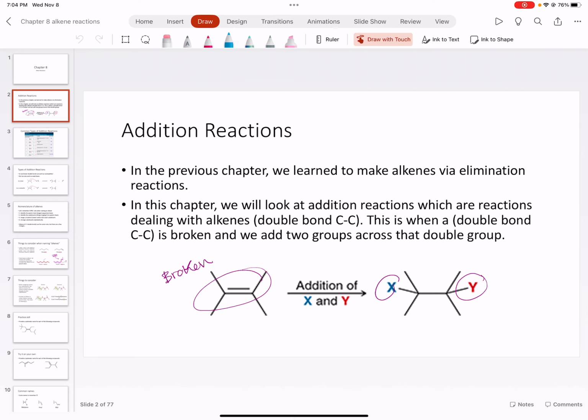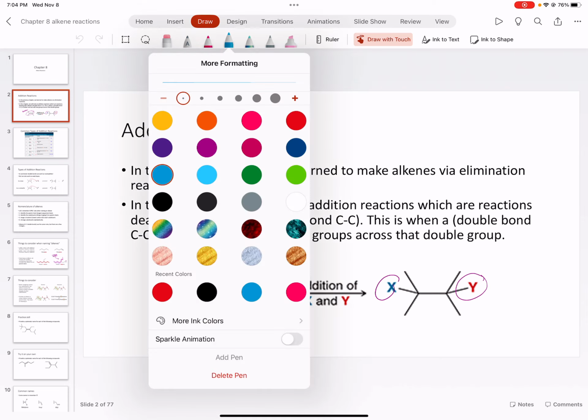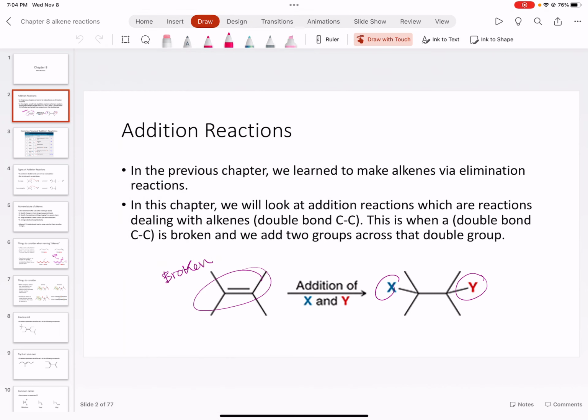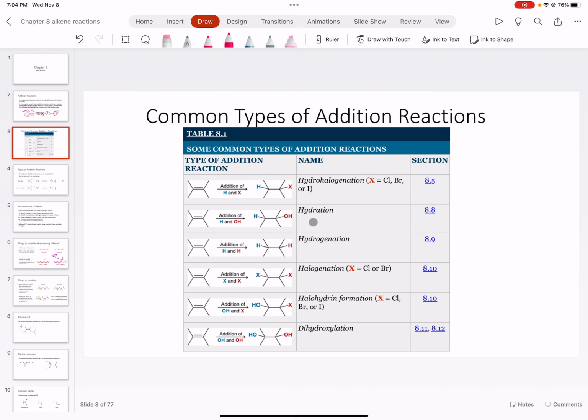This is when a double carbon-carbon bond is broken and we add two groups across that double bond. So for example, that's why I circled it: we break that double bond, and then there's addition of X and Y. We add X on one side, then we add Y on the other side. So we're going to see some common types of addition reactions.